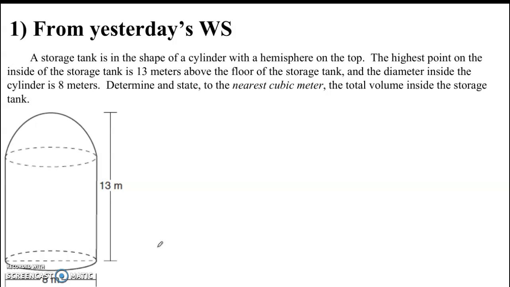A storage tank is in the shape of a cylinder, and notice how I'm underlining or circling words, with a hemisphere on top. The highest point inside the tank, the storage tank, is 13 meters above the floor of the storage tank. And the diameter of the cylinder is 8. Determine and state to the nearest cubic meter, which means whole number, the total volume.